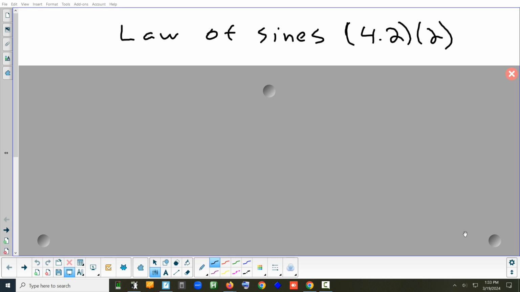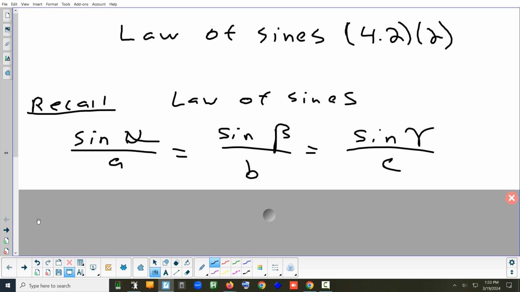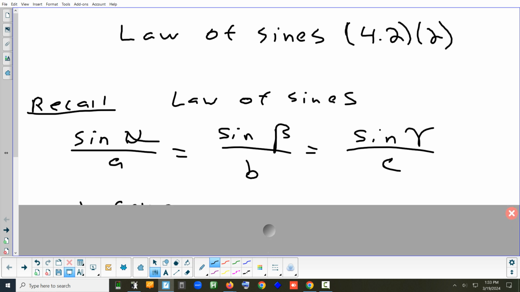Right, so we are going to finish up law of sines, and we're going to look more at that case where you have a side and an angle, and you have to do the inverse trick. Okay, so just a reminder about what the law of sines is, in case you don't remember from yesterday. Sine of alpha over A equals sine beta over B, which equals sine gamma over C.